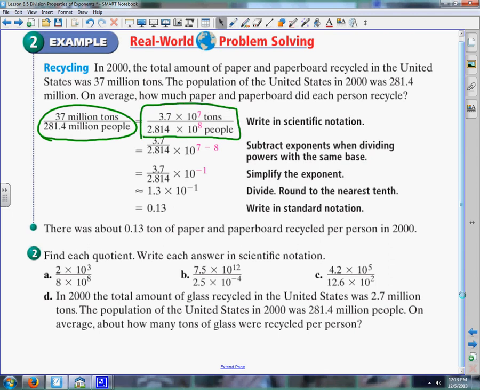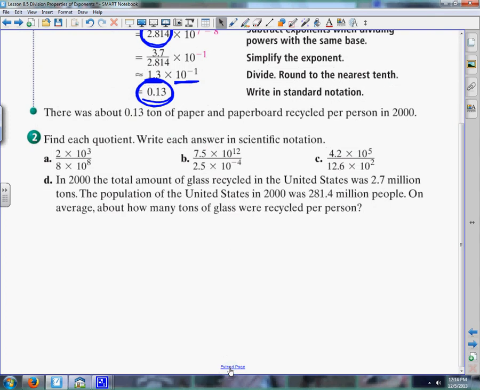Then it's very simple, and all you're going to do is divide these first two numbers, and then you're going to subtract 7 minus 8 and get negative 1. So when you divide 3.7 by 2.8, you get 1.3 times 10 to the negative 1. And then when you do that, it's 0.13. So let's try some. Try A and B and C in your notes, and then we'll do D together.